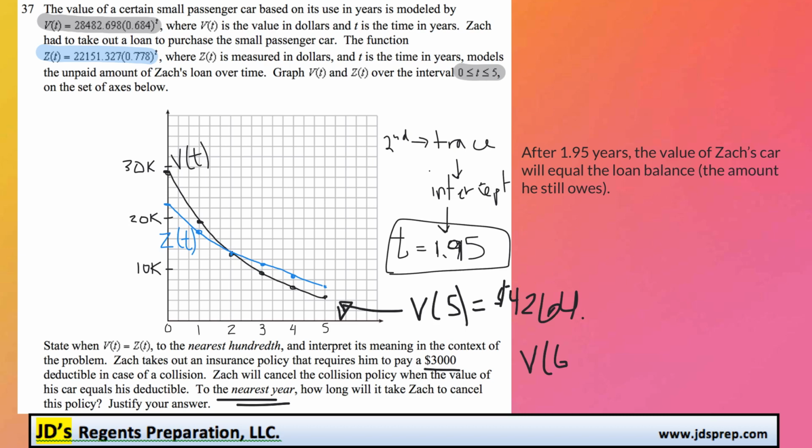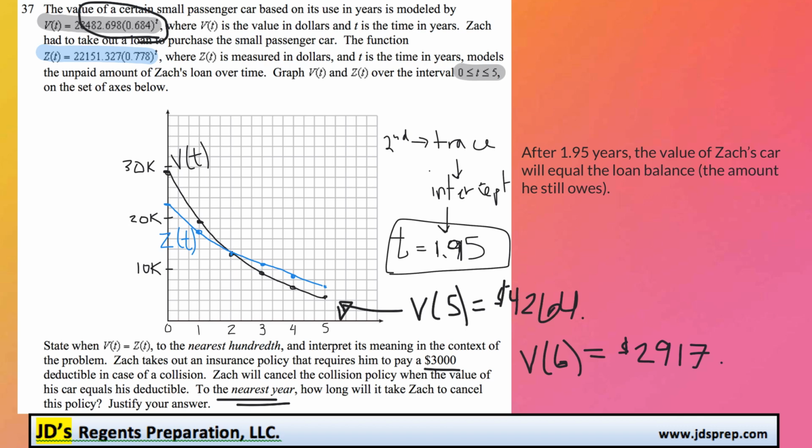So you can use your trace function on your calculator. Or if you didn't want to, you could also just replace t in the original equation with a value of 6 and evaluate it. But anyway, you should get a value of $2,917. Again, I'm rounding to the nearest dollar.